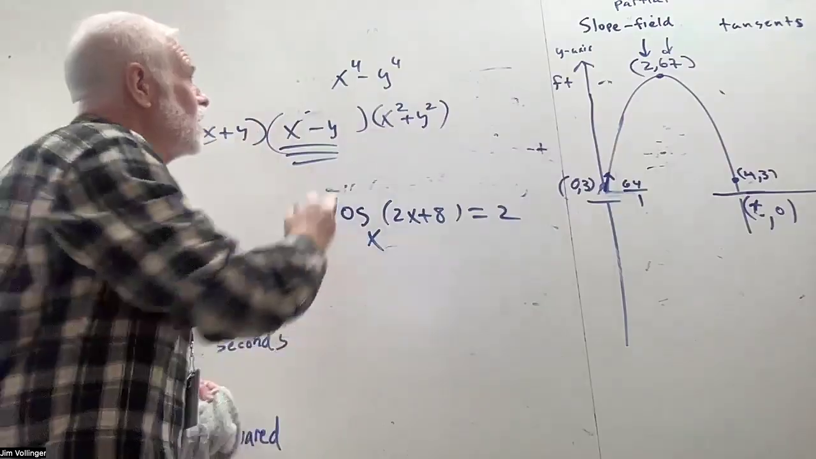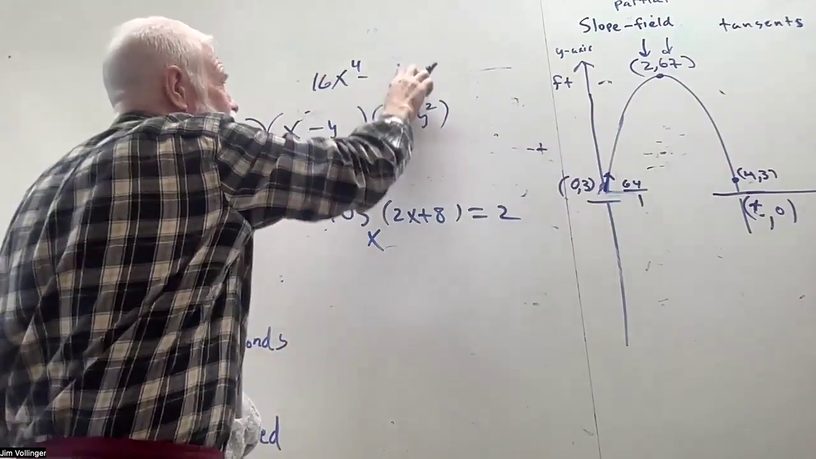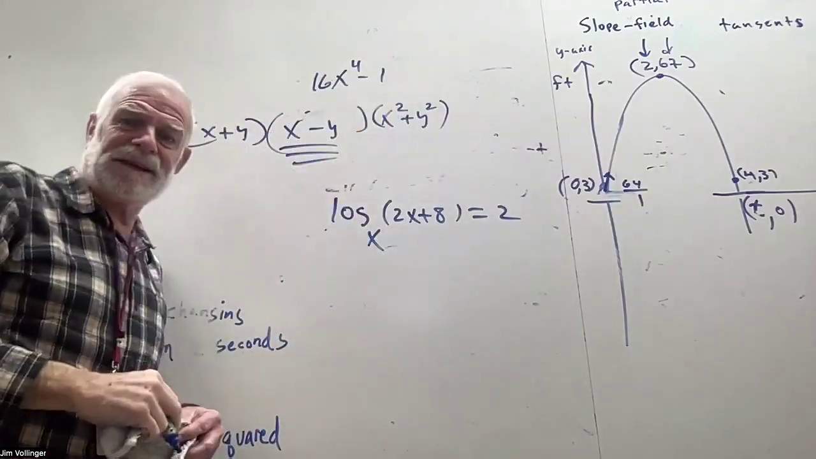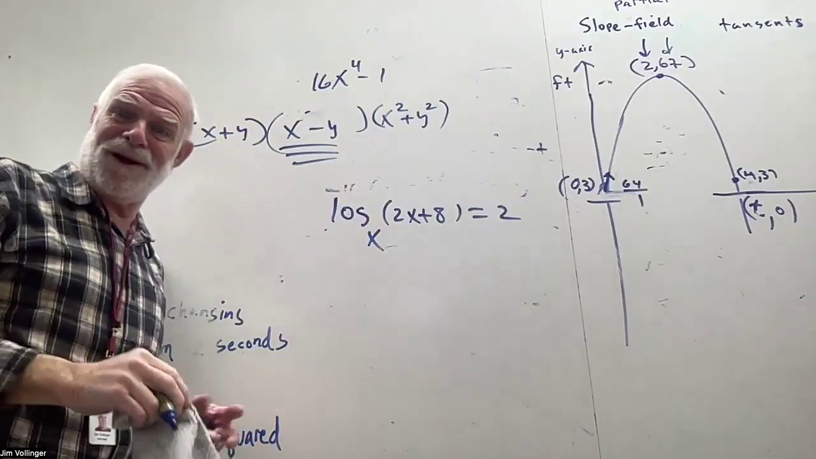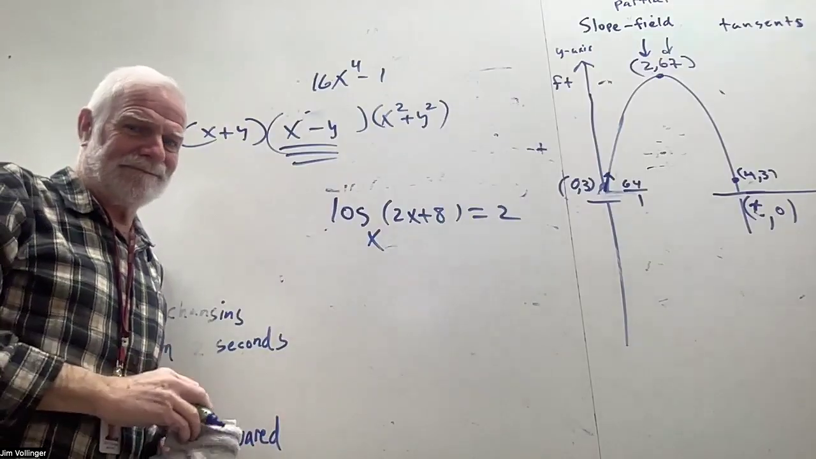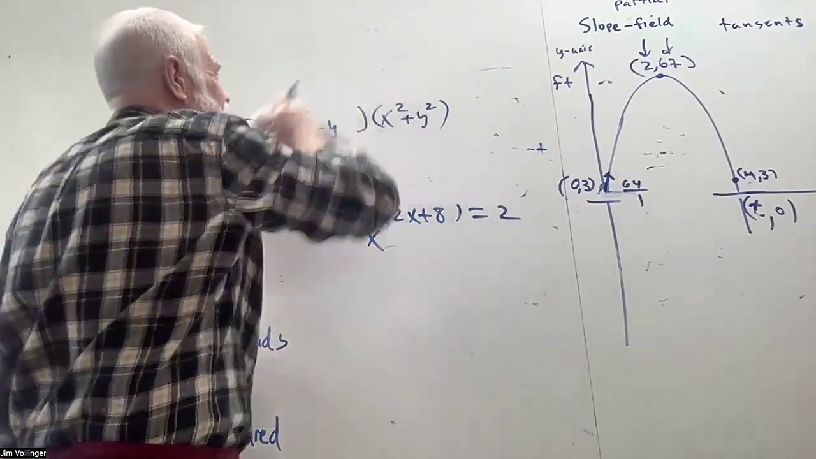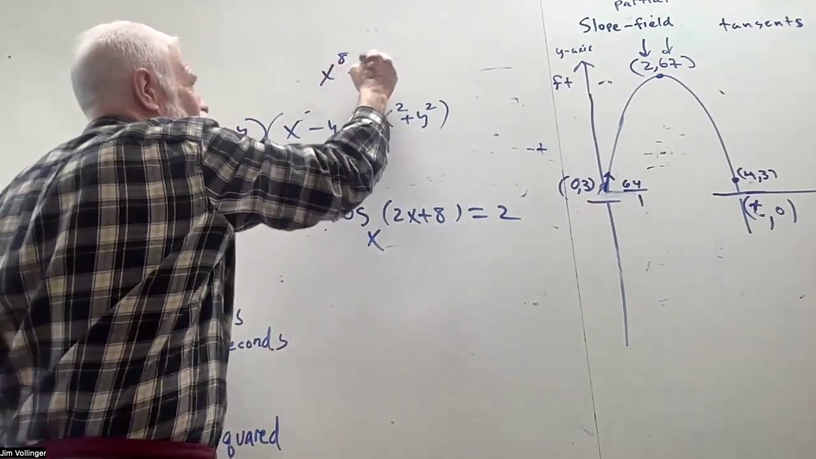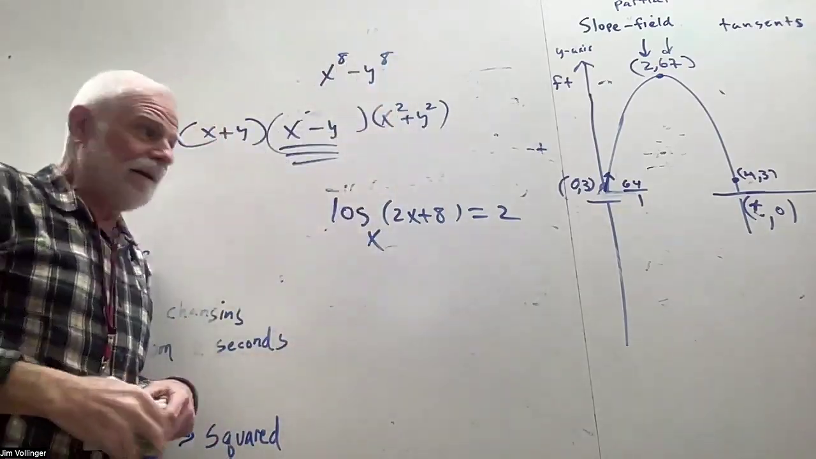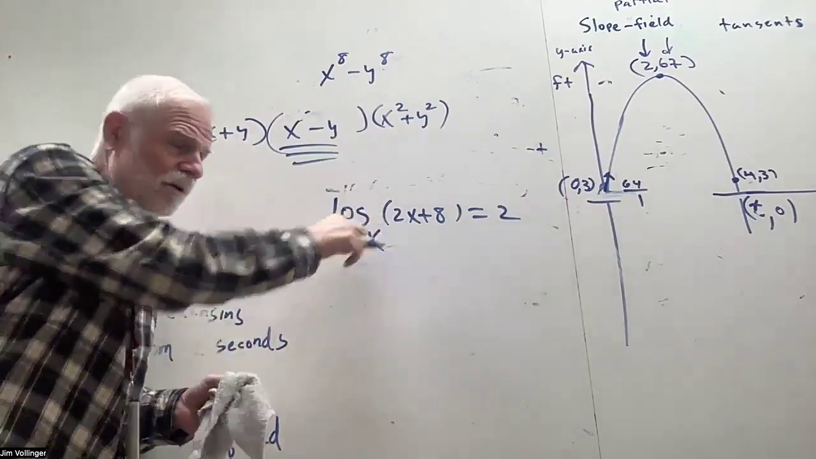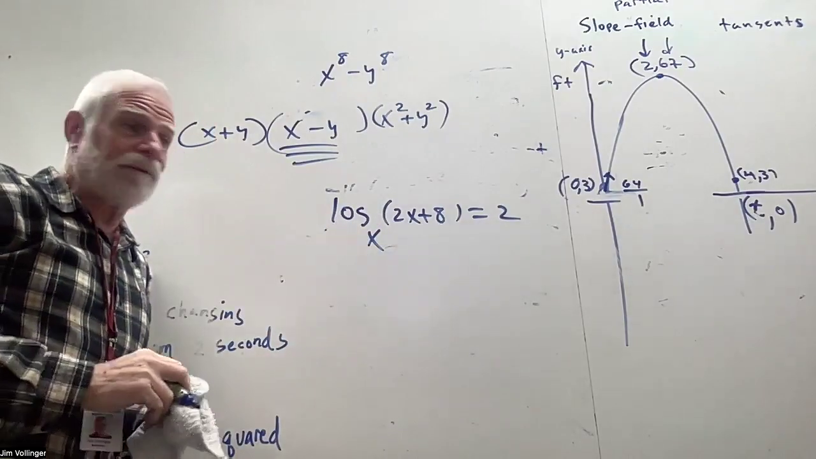So what did I do? I hit it on the next test. I gave you 16x to the 4th minus 1. Gave you another try. Not there yet. So I'll give it to you on another test. But this time I did x to the 8th minus y to the 8th. And now I'm hiding this one. Does this really, really fool you?